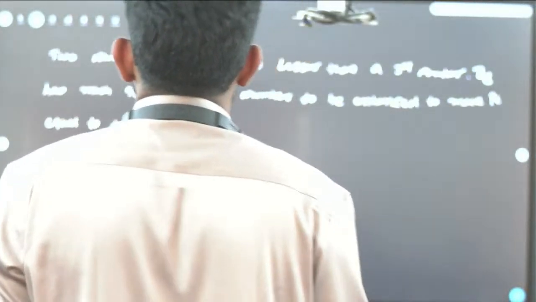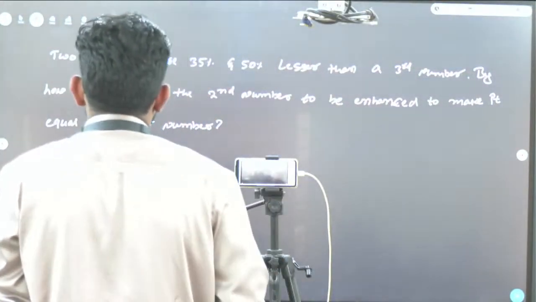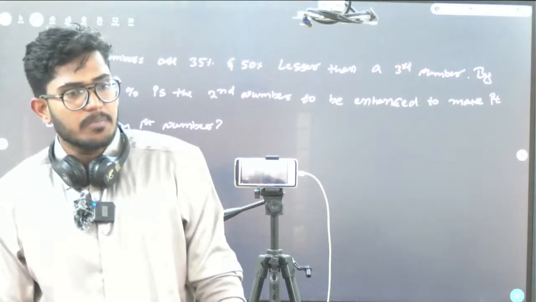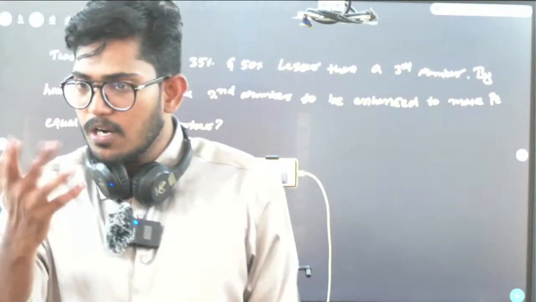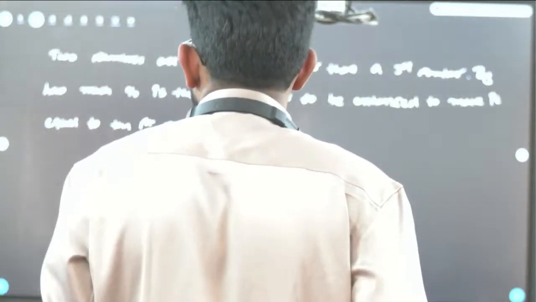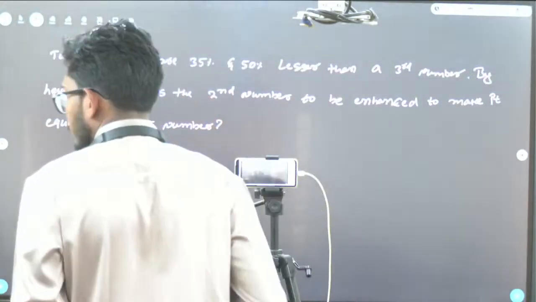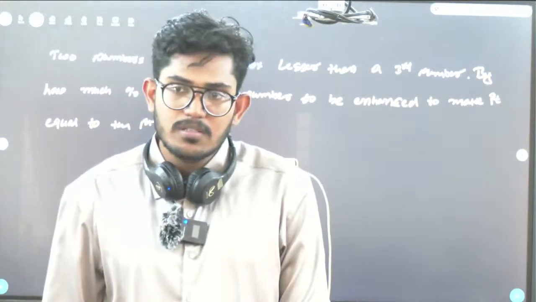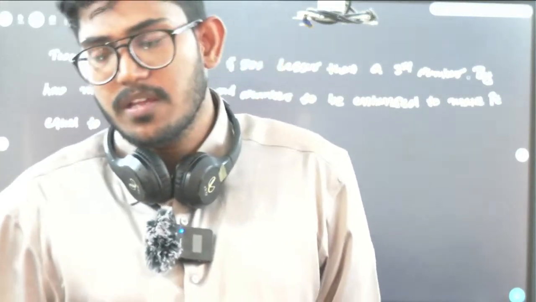Two numbers are 35% and 50% lesser than a third number. Let's consider the third number is 100%. In percentages, whichever value you don't know, take it as 100%. Then the first two numbers are: one is 35% lesser, meaning 65%. Another is 50% less, meaning the second number will be 50%. Right? First number is 65, second number is 50. Take the difference and find the answer. What percent increase? 65 minus 50 divided by 50 into 100. So 30% will be the answer.